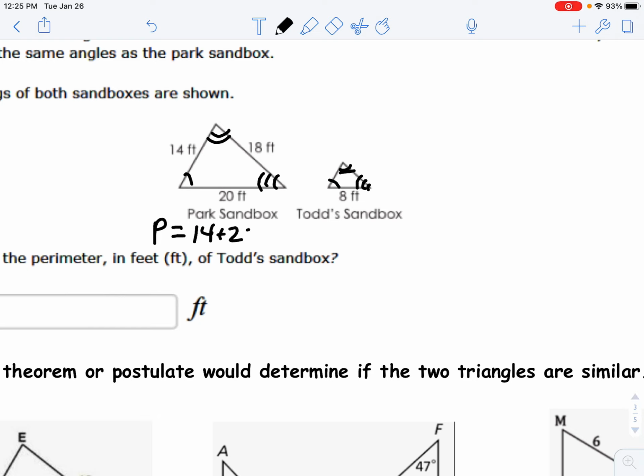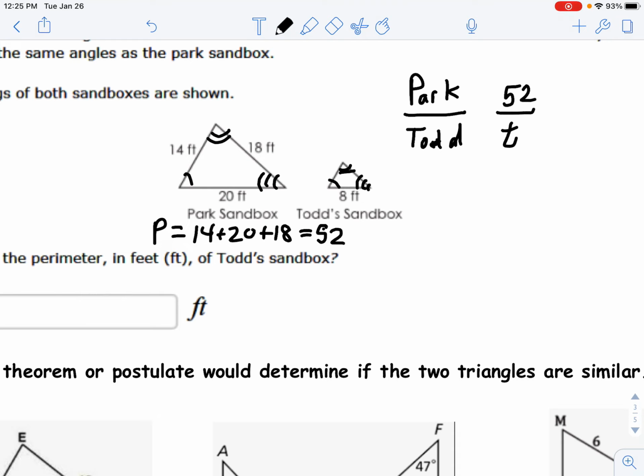Well, what's the perimeter of the park sandbox? Well, it's 14 plus 20 plus 18, which gives me 52. All right. Now, so we have the perimeter of the park sandbox over Todd's. I've misspelled Todd. That's embarrassing. Todd's sandbox.